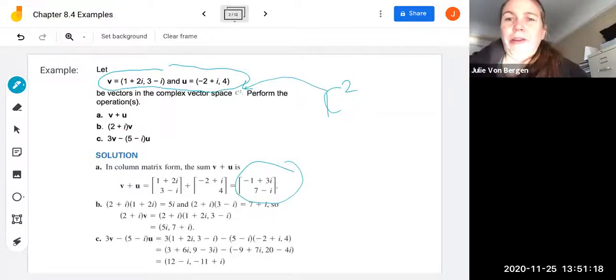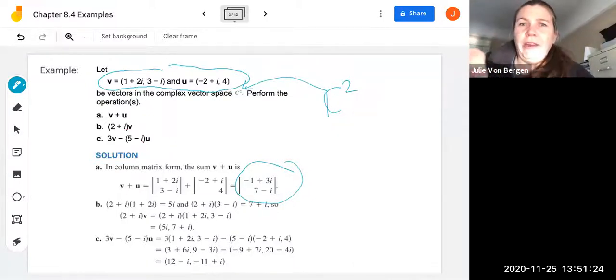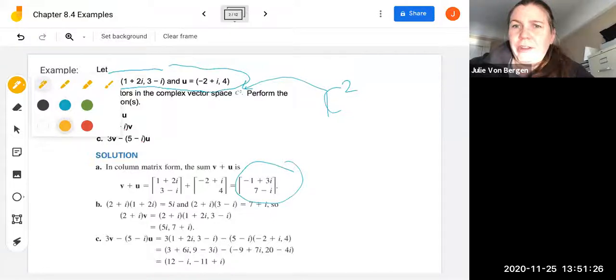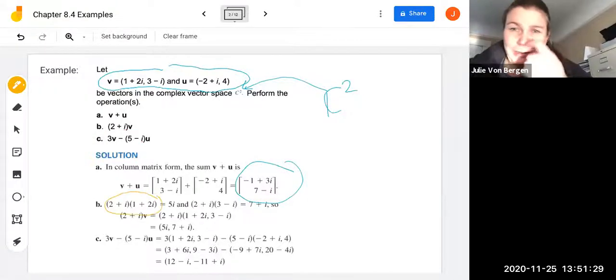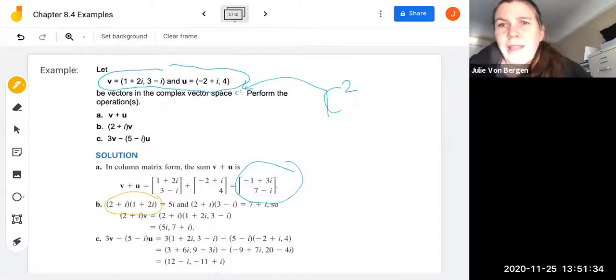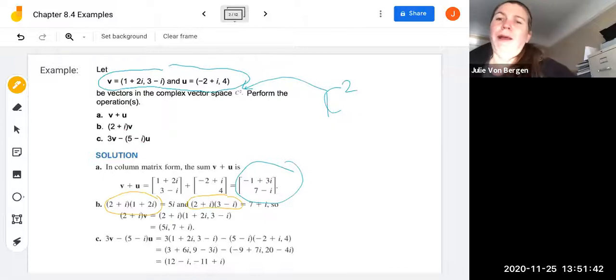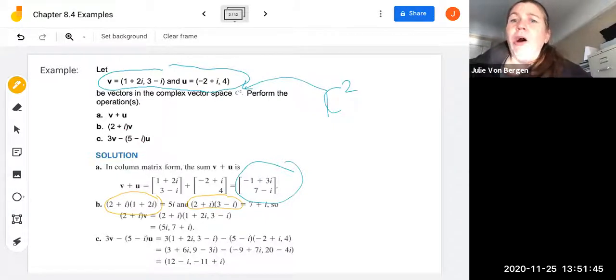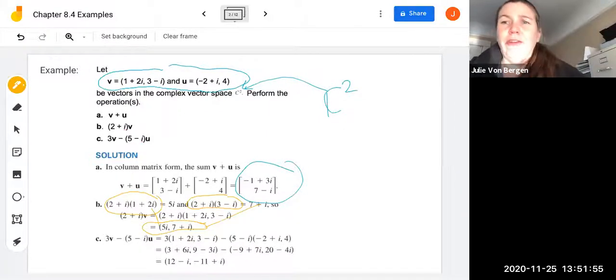Problem B here is to multiply 2 plus i times vector V. So we multiply down here 2 plus i times the first component of V, and you can expand it down so that you'll get 5i. So you follow usual factoring through this. And then we're going to multiply 2 plus i times 3 minus i, the second component of V. And if you factor through and combine like terms, you get 7 plus i. So altogether, 2 plus i multiplied by V gives us 5i in the first entry from this first calculation and 7 plus i in the second entry from the second calculation.